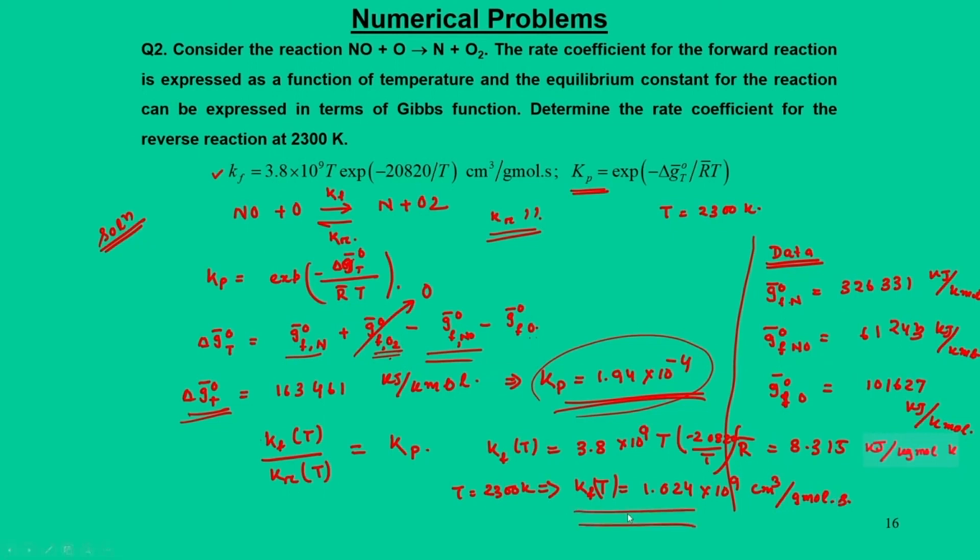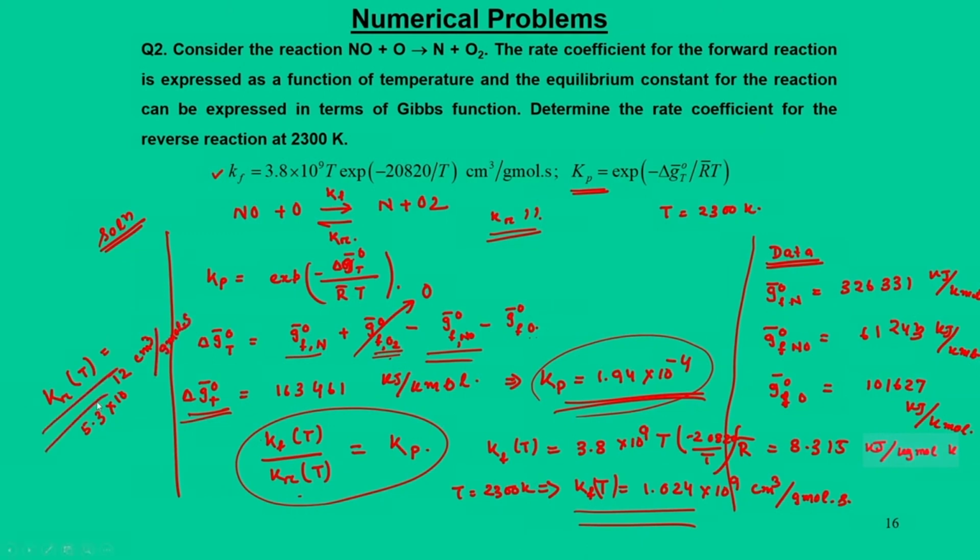So, once you know this, using these equations, this will give you Kr, that is the reverse reaction. This number would be 5.3 into 10 to the power 12 centimeter cube per gram mole second. So, this expression demonstrates that knowing the equilibrium constant and rate coefficient in the forward direction, one can calculate the rate coefficient for the reverse direction.